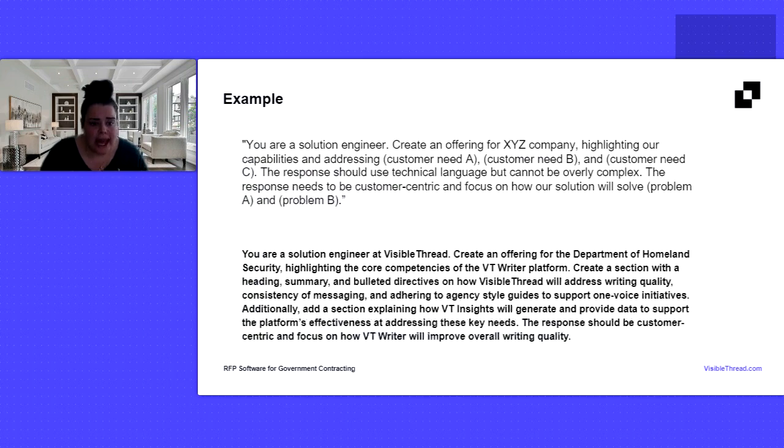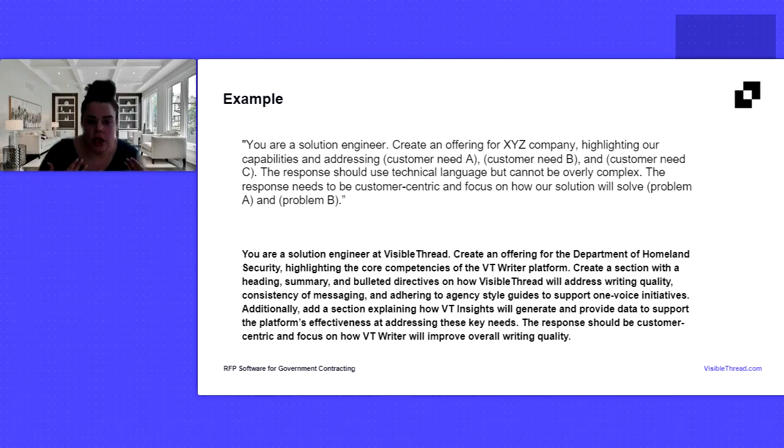Looking at an example, this is another basic prompt, and then I've created a more specific version so you can see what that looks like in practice. Our example is: you're a solution engineer. So we've given a role to the AI, context for the AI to use when assessing. Create an offering for XYZ company, highlighting our capabilities and addressing customer need A, customer need B, and customer need C. The response should use technical language, but not be overly complex. The response needs to be customer-centric and focus on how our solution will solve problem A and problem B.